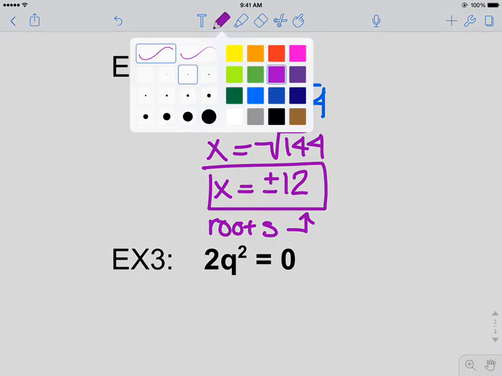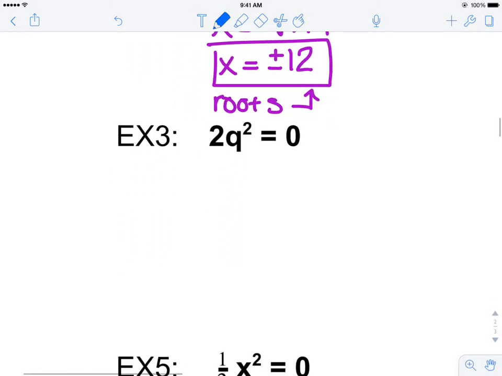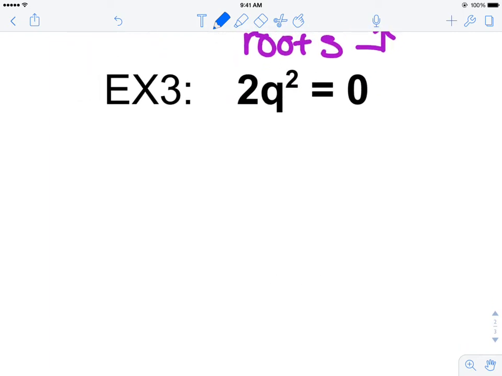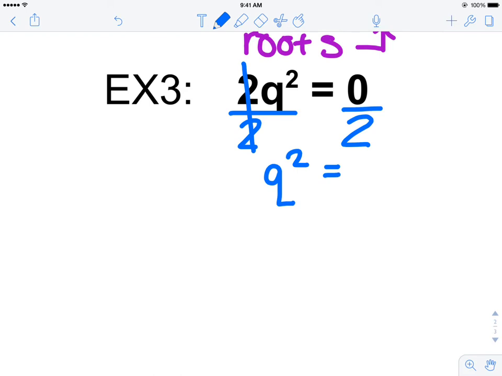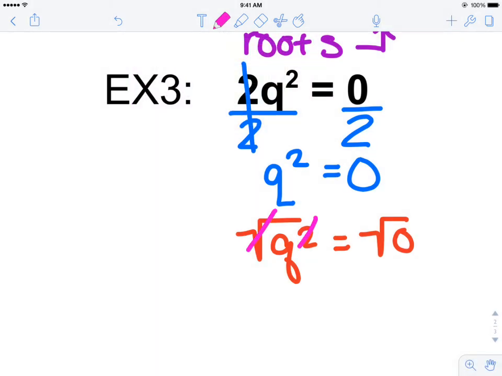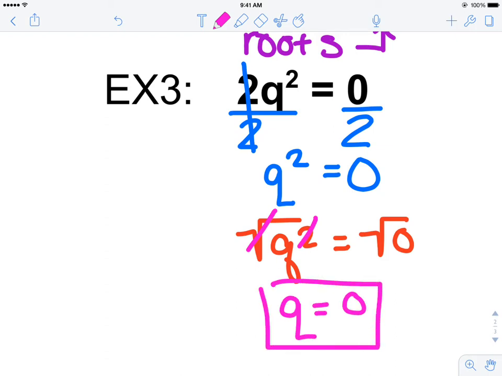Now, if I go to my next problem, I have a little bit more information. It's not quite so easy because x is not by itself. Well, in this case, q. So, in this case, first thing I need to do is divide by 2 because we're doing PEMDAS backwards. And we cancel out that 2 and we end up with q squared equals 0 divided by 2 is 0. So now we're back to the same spot. I need to take the square root of both sides. Square root of q squared equals square root of 0. Then my squared sign and my square root cancel out. I'm left with q equals 0. This is my root.